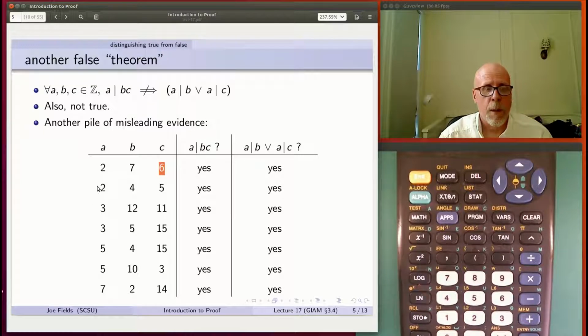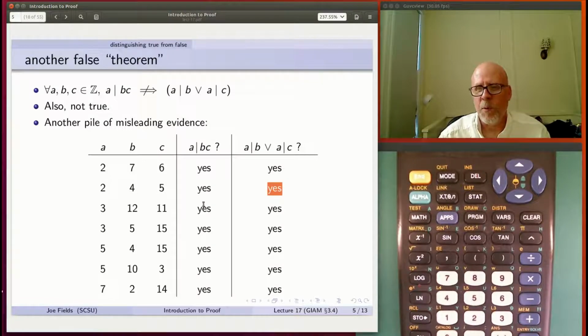Right? Does 2 divide, if the numbers are 4 and 5, what's this first one going to be about? That's asking, does 2 go into 20? 4 times 5. And it does, so that yes is correct. And is it true that 2 divides one or the other of 4 and 5? Yes, it is. It divides 4. So that yes is correct.